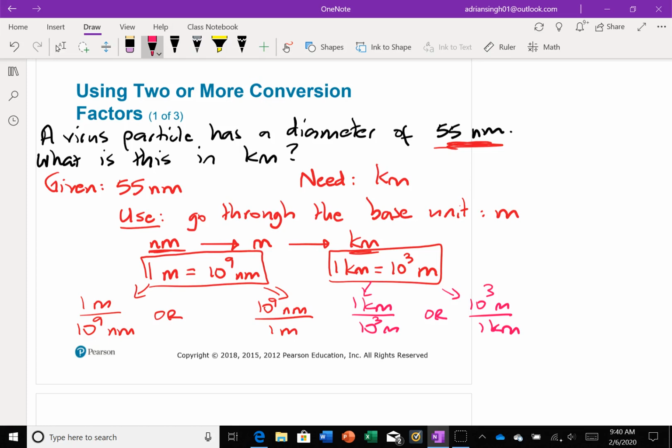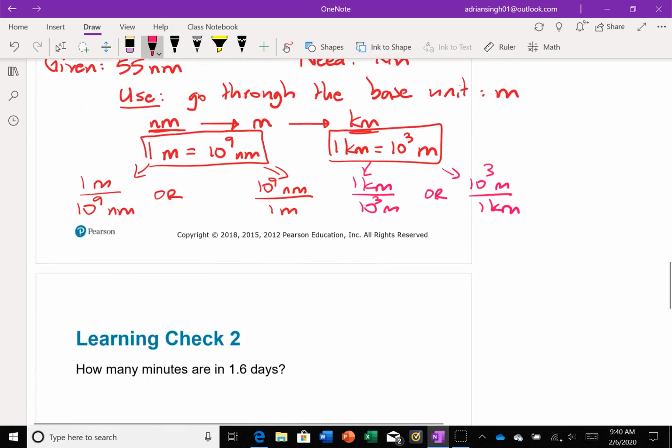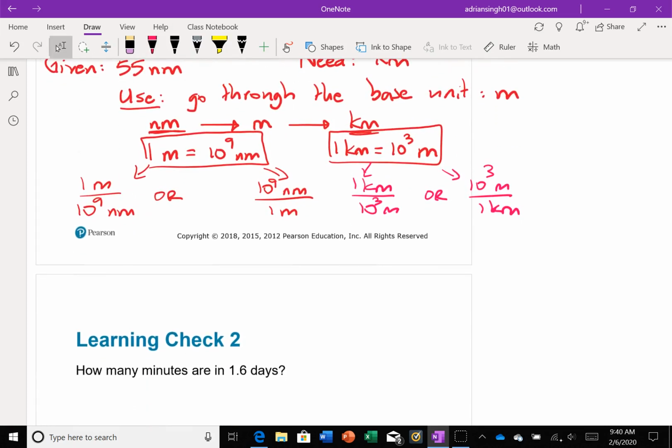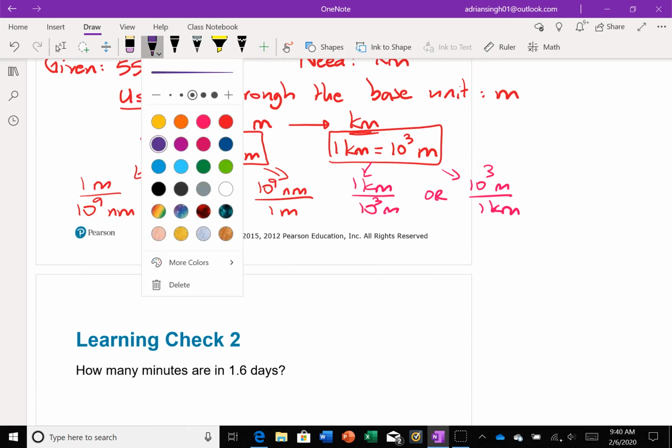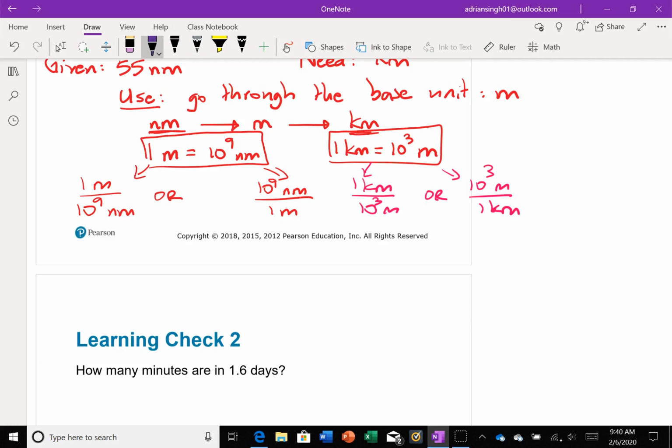All right, so once we have our steps or our tools, then we can go ahead and set it up using a little bit of logic and then using our units as the guide. So for example, we're going to start with what's provided, which is the 55 nanometers. I'm going to put it over 1. And the first thing that we have to do is to get from nano to meters.